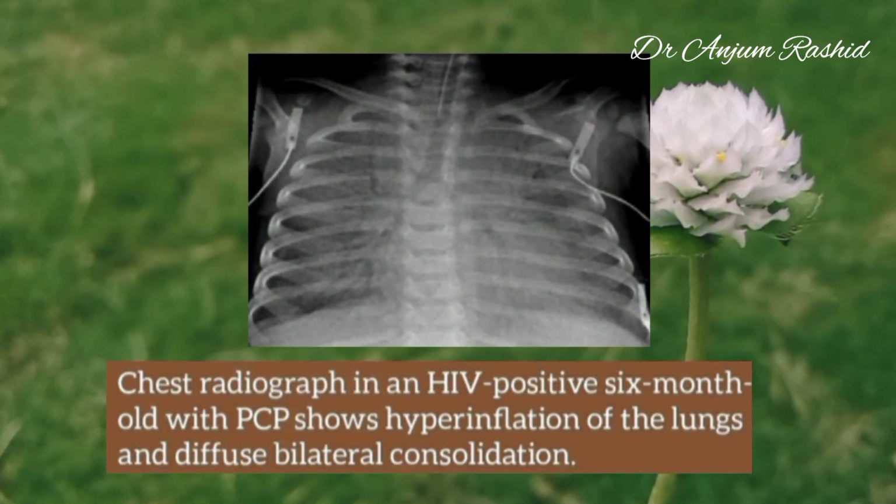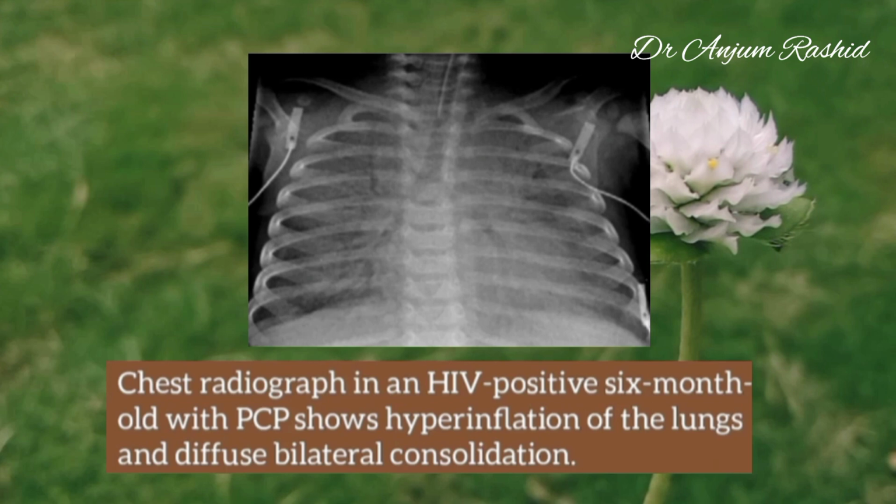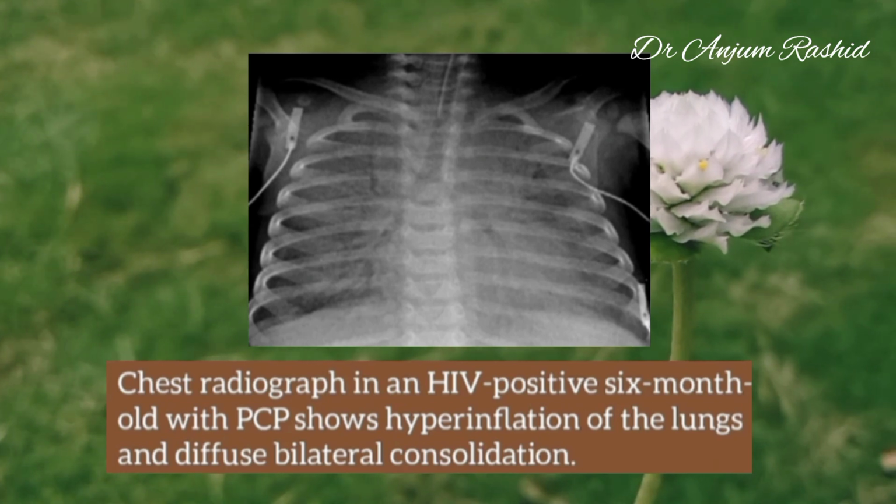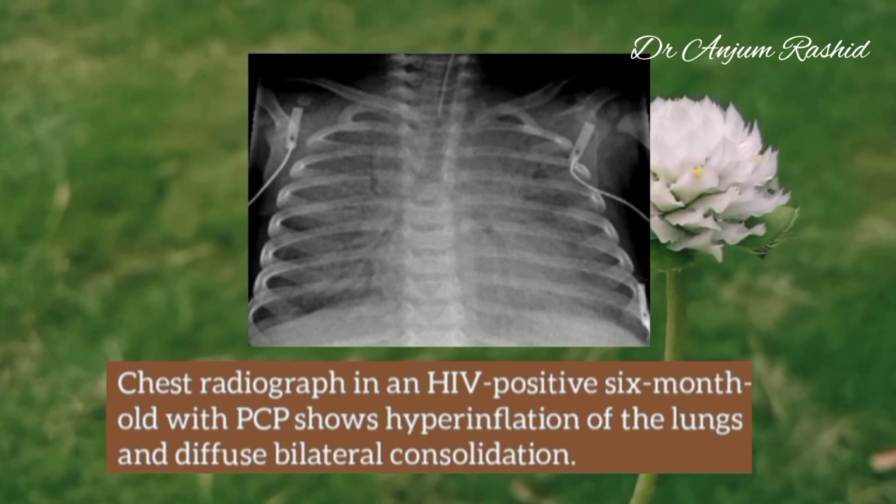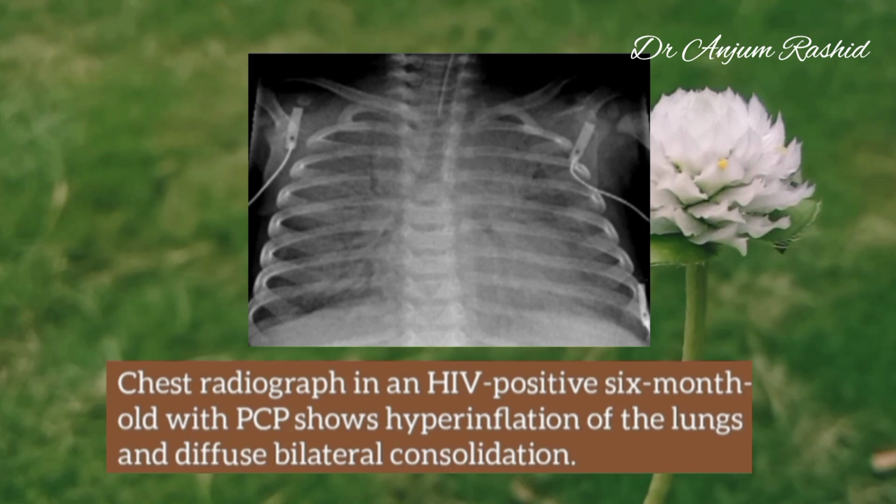Now, this is a chest X-ray of an HIV positive 6-month-old child who has pneumocystis carinii pneumonia. This shows hyperinflation of the lungs and diffuse bilateral consolidation.